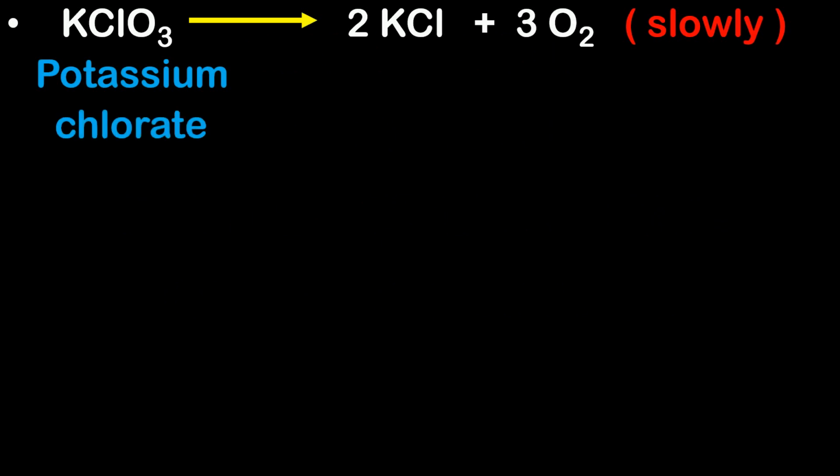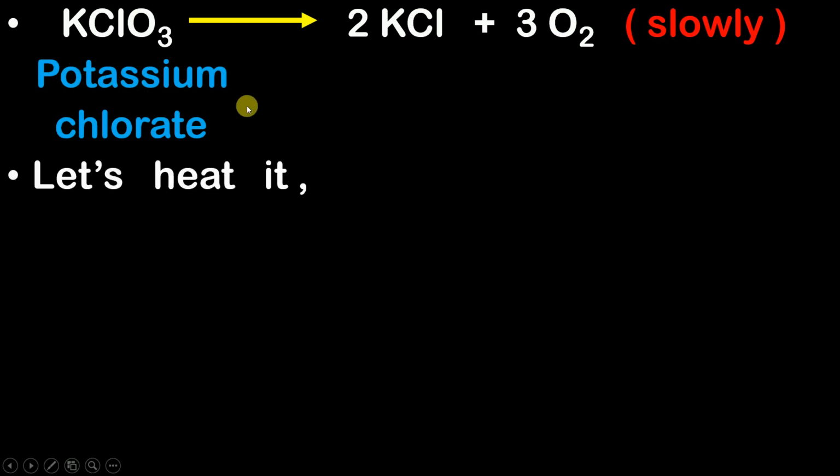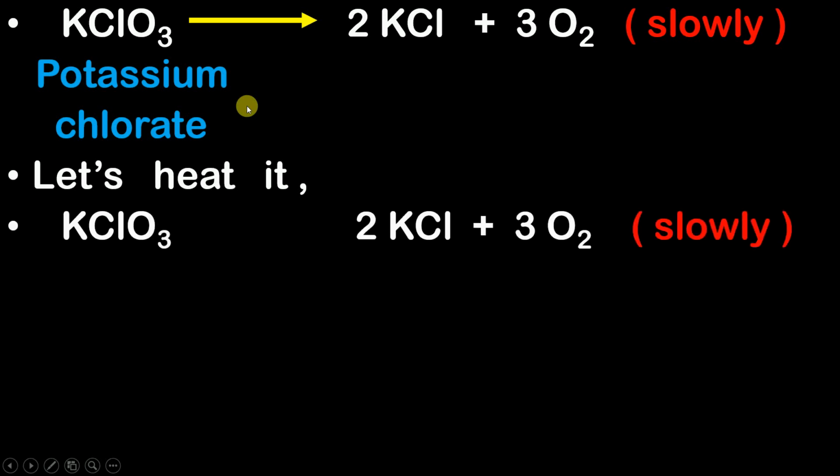Now here what happens is that KClO3 is going to get decomposed into 2KCl plus 3O2. But guys, the problem over here is that this reaction takes place very slowly. So in order to make this reaction happen faster, what we do is that let's heat this reaction. And even after heating this reaction, what we observe is that still this decomposition of KClO3 takes place very slowly.